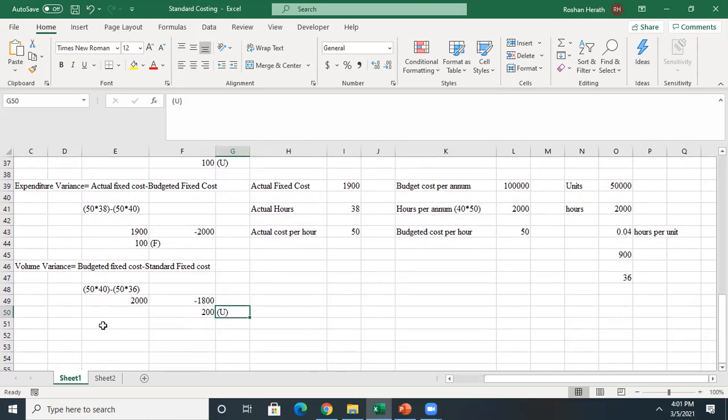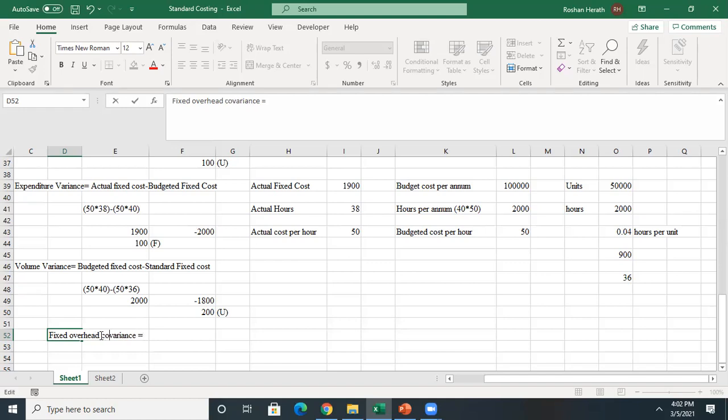Right, here now you can see we have looked at the fixed overhead variances. The fixed overhead cost variance came as the expenditure variance and the volume variance.